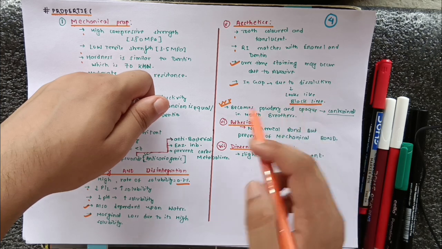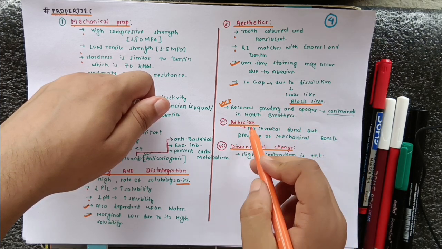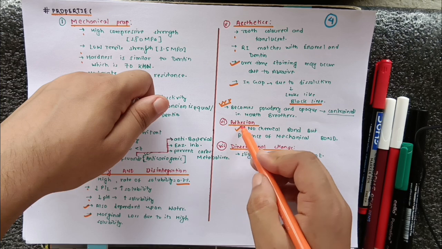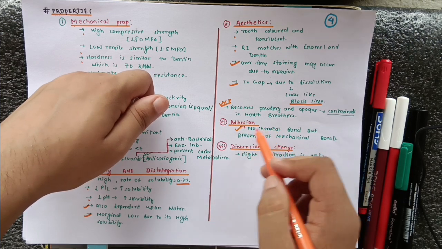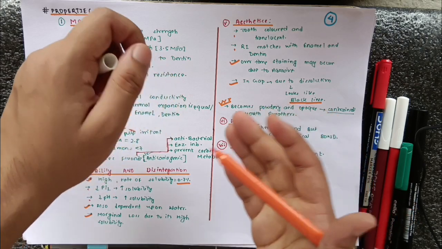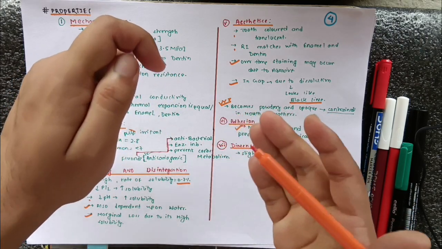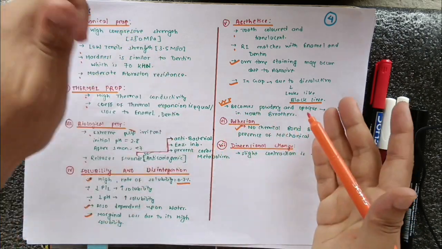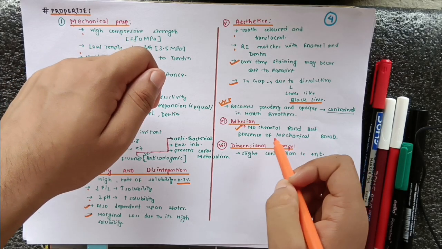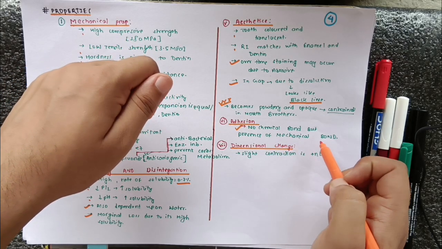After that, adhesion. It does not chemically adhere but has mechanical bonding, so this is also important. Sometimes they can ask whether silicate cement is bonded to the tooth structure or not, and at that time you should say that it adheres to the tooth structure only by mechanical bonding, but no chemical bond is present as such.